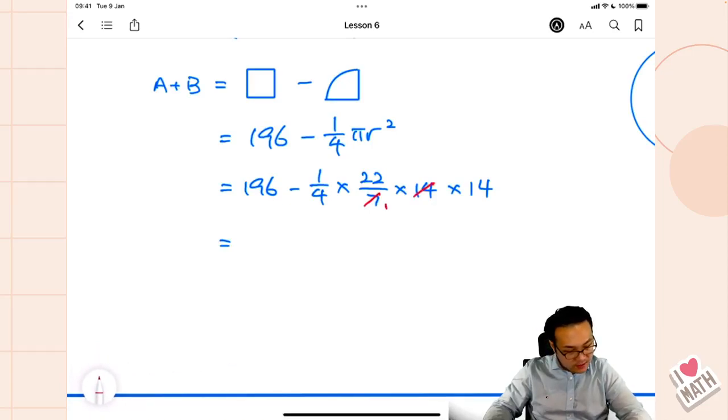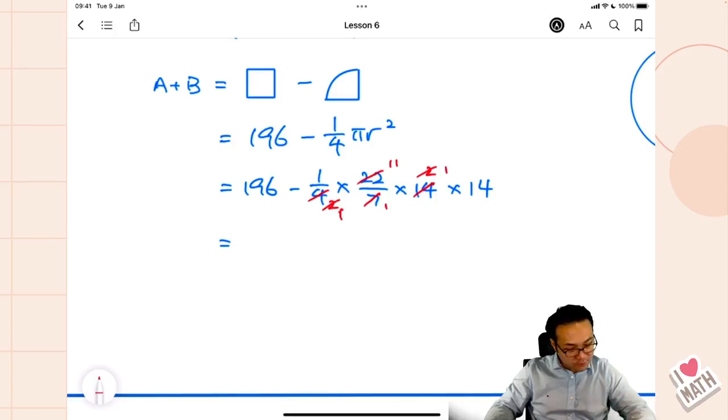14 divided by 7. 14 divided by 7 is 2. Then we can say 22 divided by 4. You get 22 divided by 2 is 11. 4 divided by 2 is 2. And you can also take this 2 divided by this 2. It will become 1. Okay?